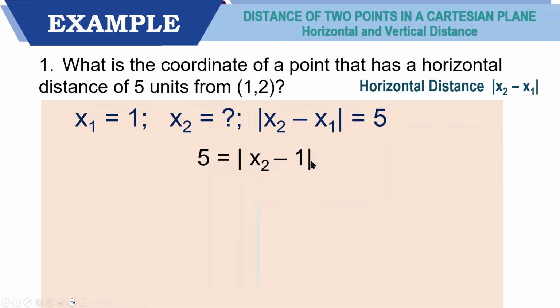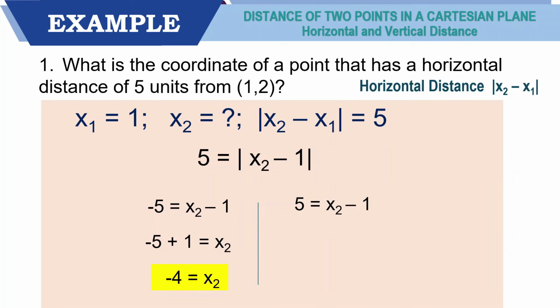Now there are two possibilities here. Since this is horizontal distance, it can be that the other point is to the left of the given point or to the right of the given point. So we will have two answers because there are two possibilities. First, we will have negative 5 is equal to x sub 2 minus 1. And transposing negative 1 to the other side of the equation, it changes to positive. So it becomes negative 5 plus 1 equals x sub 2. Now negative 5 plus 1 is negative 4.